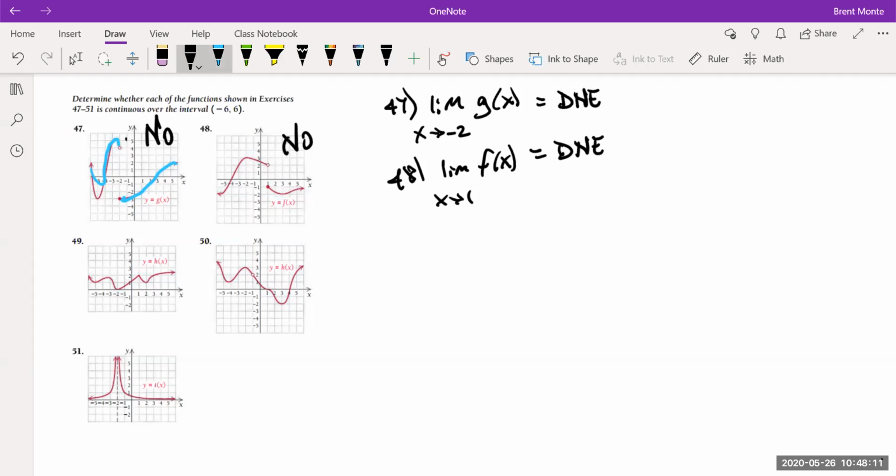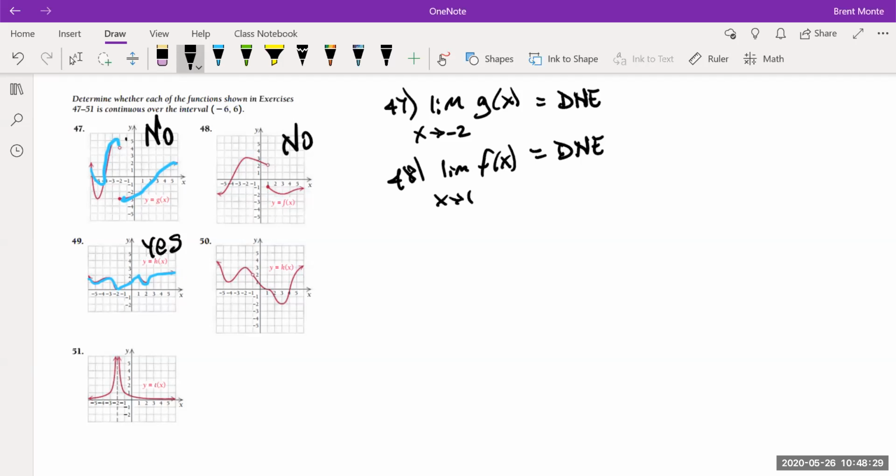Ooh, notice on 49, we go here, we come here, we come up here, we go. I was able to draw all that entire function without picking up my pen. So you know what? That one's a yes. That is continuous over everything.